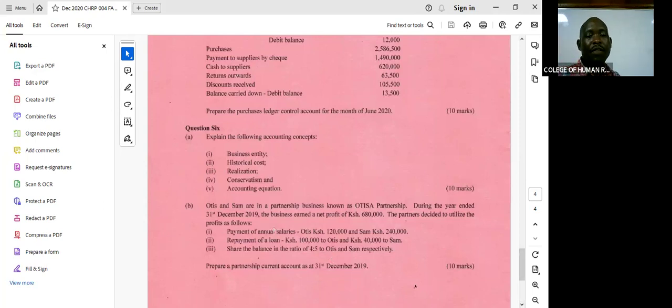The partnership current account. Before you prepare the current account, prepare the appropriation account. Because in the current account, you need to know how much profit they shared or how much profit each got. That one can be derived by preparing an appropriation statement. First of all, prepare the appropriation statement, unless you are given the share of profit in figures and not in ratio.